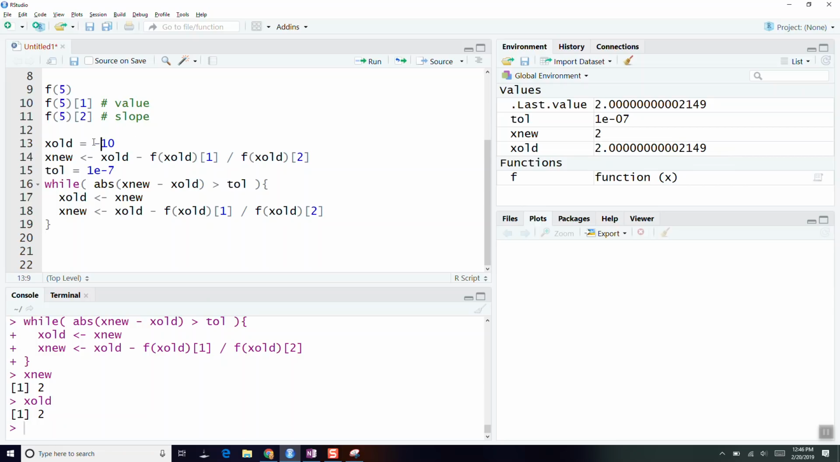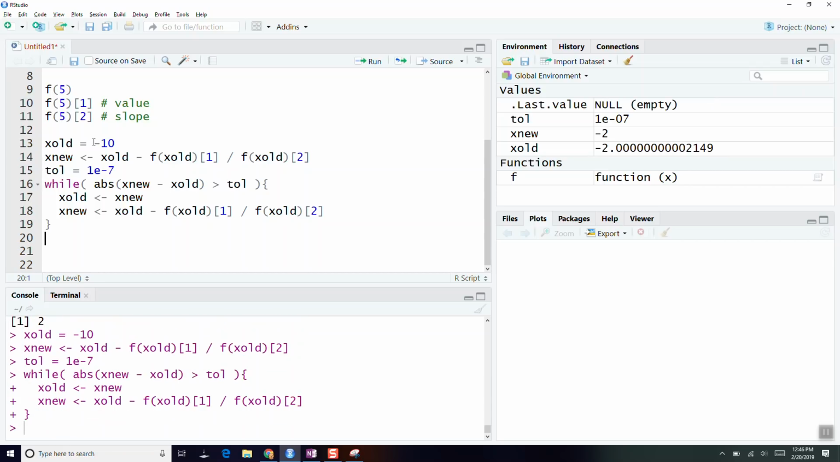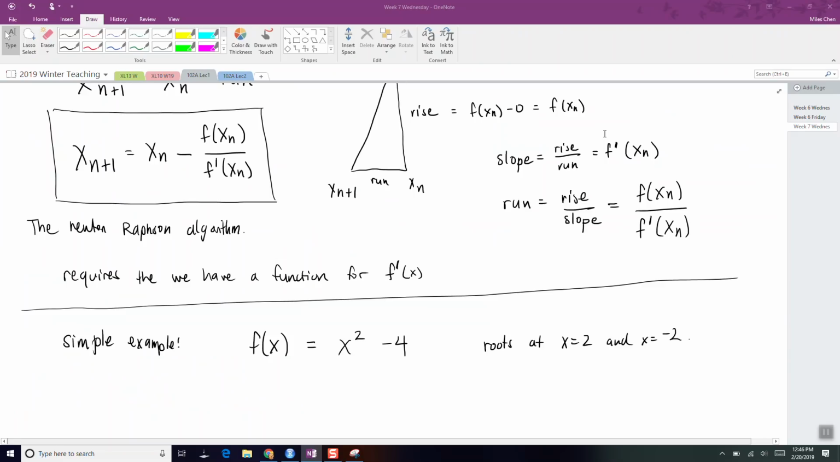I can try out negative 10. Does it work on the other side? And we can see x new is negative 2. So one thing about Newton-Raphson is it's going to find a root, but depending on where you start, it might find different roots. And you don't really know which root you're going to get.